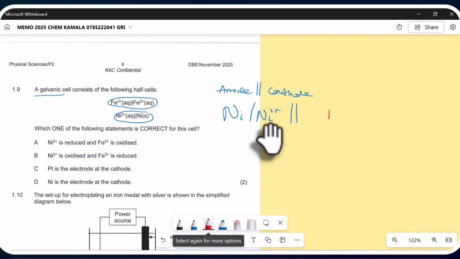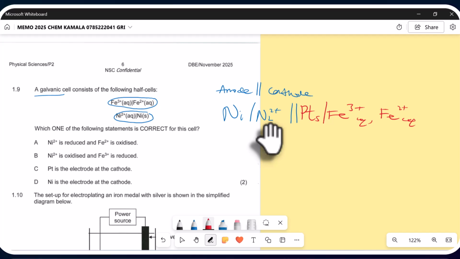Now they say here, which one of the following statements is correct for this reaction? They say that nickel 2 is reduced to iron and the iron 2 is oxidized. So the nickel 2 is not reduced. What is reduced here is iron 3 to give us iron 2. So this is not correct. Then they said nickel 2 is oxidized. That's not correct, because we see here that it is nickel solid which is oxidized to nickel 2. It's not correct here.